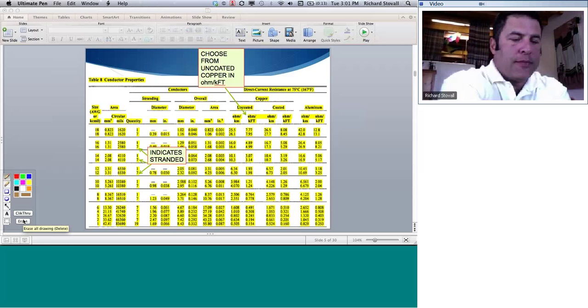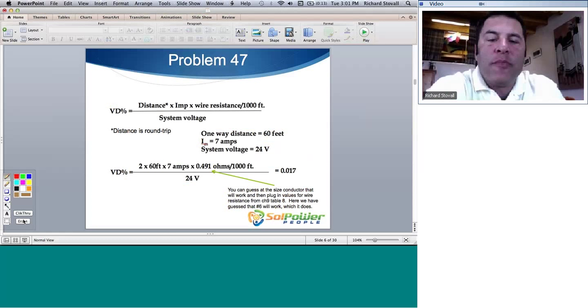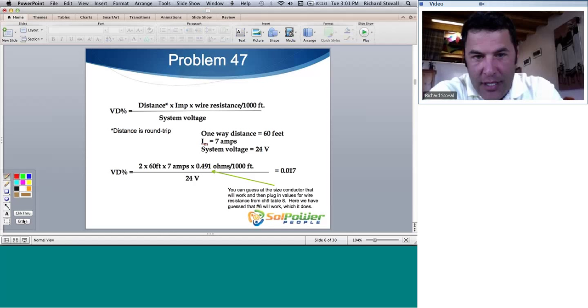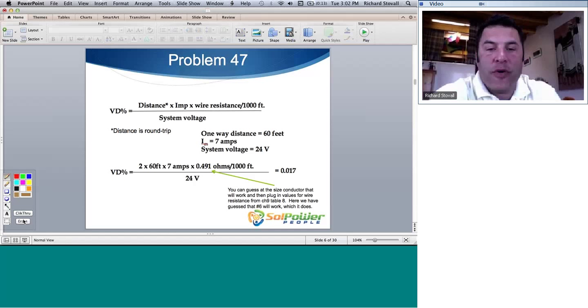So that's how you read this table. Now, moving forward. Okay, so the problem is asking, what's the smallest size conductor you can have in this circuit that is 60 feet, and not exceed 2% of the voltage drop, okay? So there's a formula for that. And the best way to get comfortable with this formula is to do it over and over again. Do it 3 or 4 times, and you should have it down. So the formula is the voltage drop percentage is equal to the distance, okay? So now the distance is meant to be round-trip distance, all right?